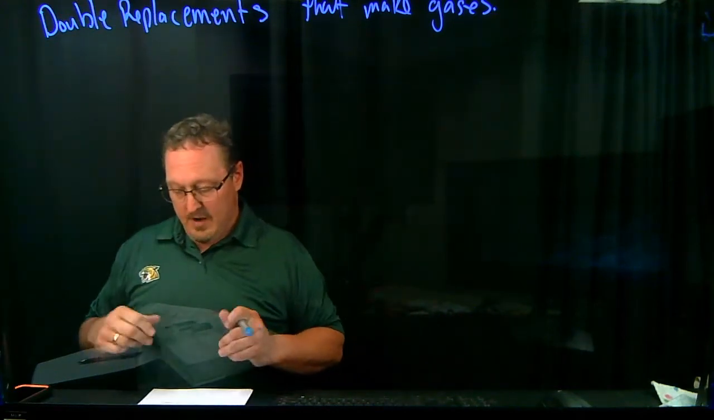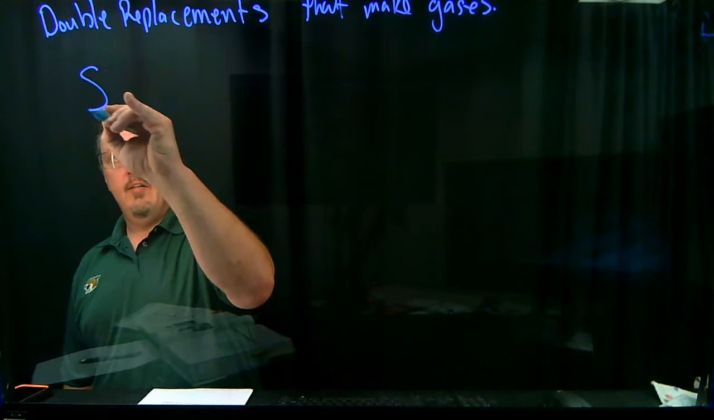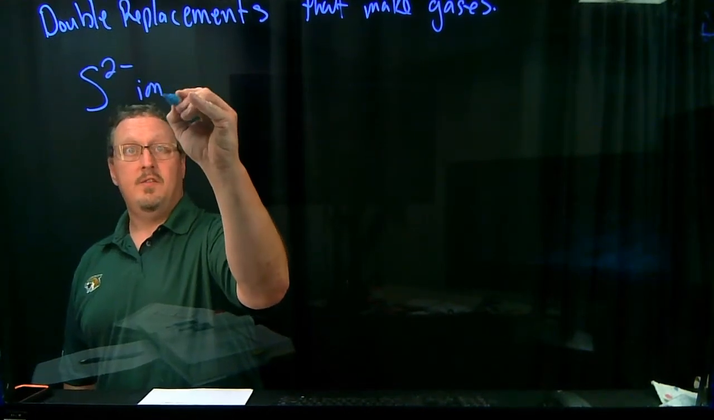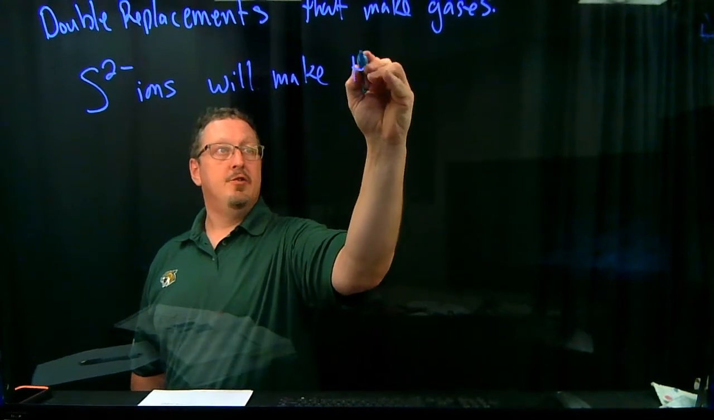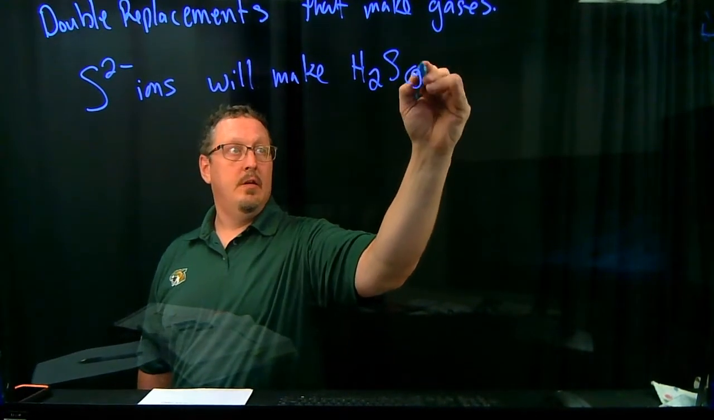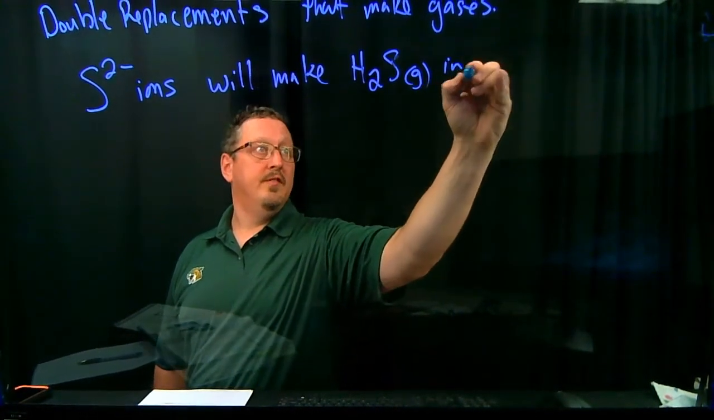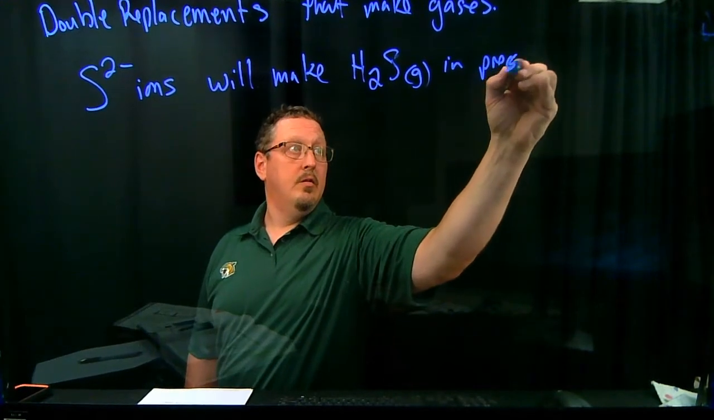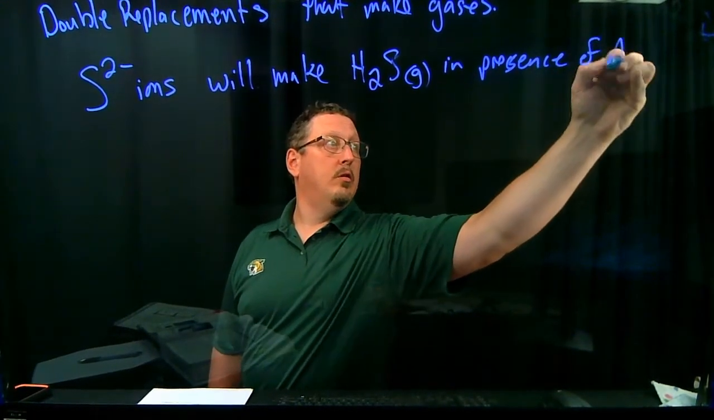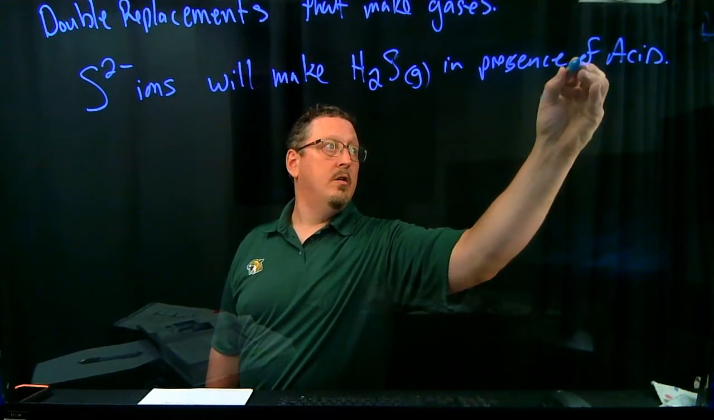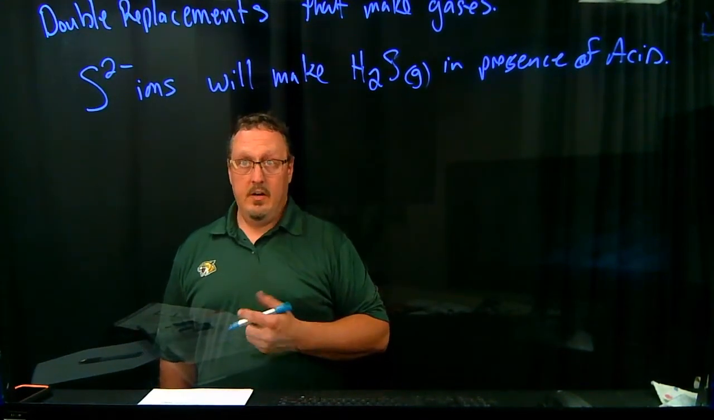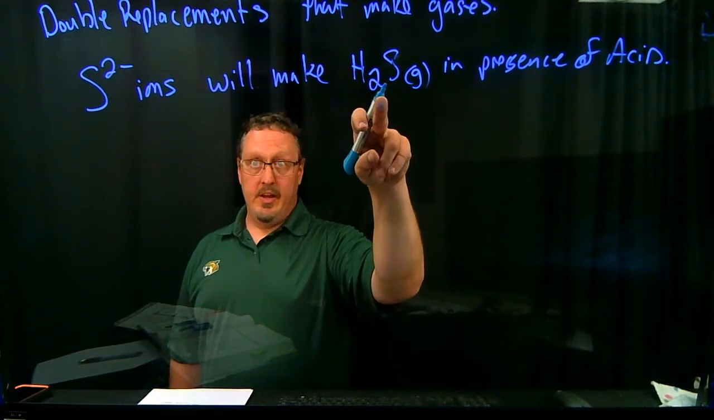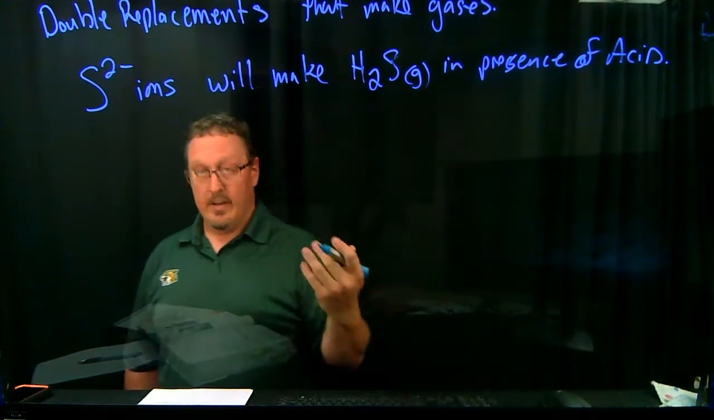So, all right. If we have S2- ions, they will make hydrogen sulfide gas in the presence of an acid. Okay, so something to think about. If there is an acid present, it's going to make H2S gas. So what does that look like? It's going to look like this.